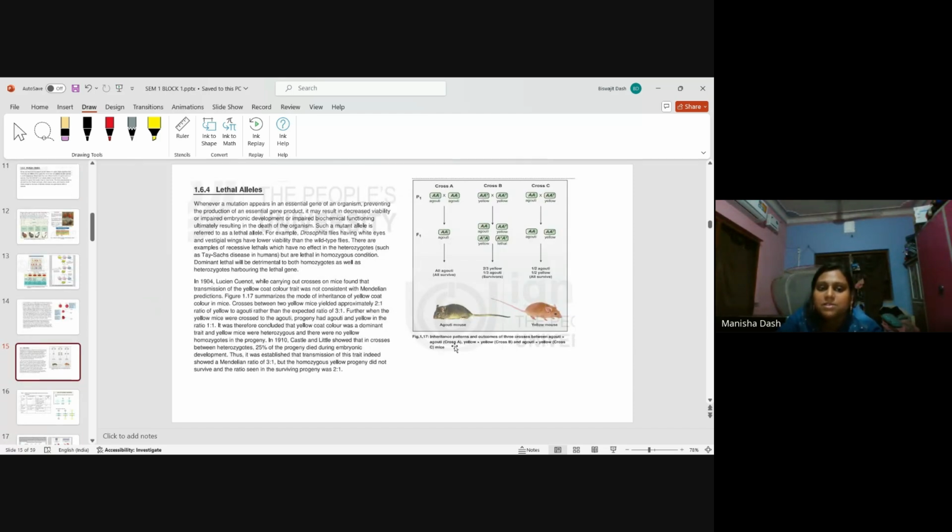Then next comes the lethal allele. A lethal allele means an allele that will result in the death of the individual, or in the death of the organism that possesses the gene.